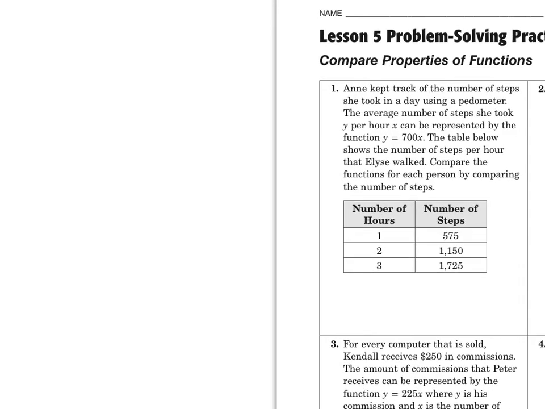It says that Anne kept track of her steps, and she has an equation of y equals 700x. So that's y equals 700x. And it says the table below shows the number of steps per hour that Elise walked. So, okay, we need our rates of change.